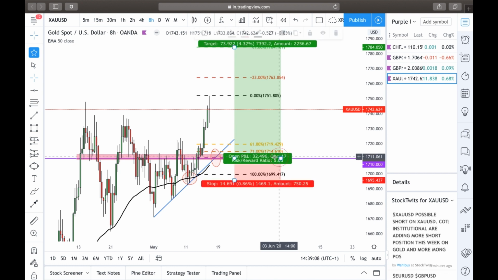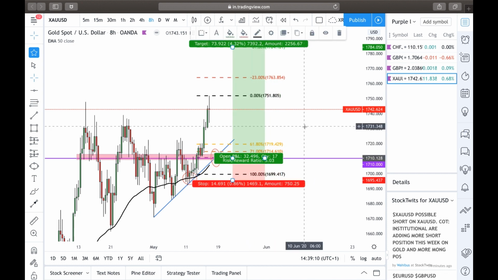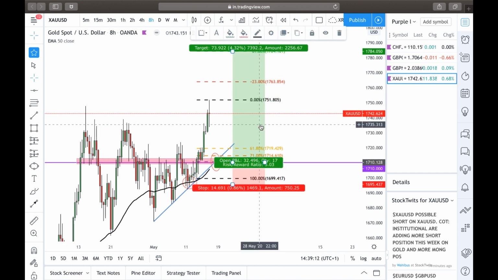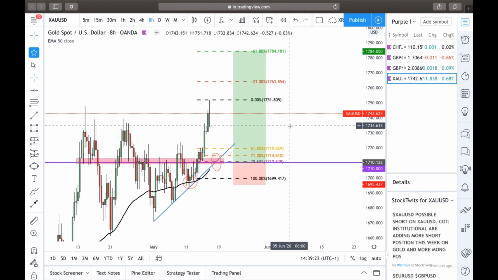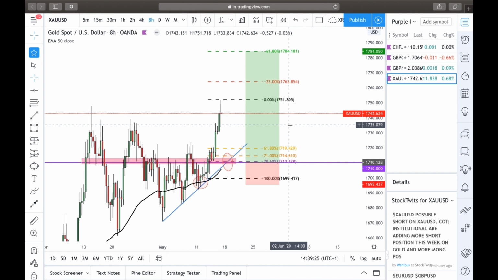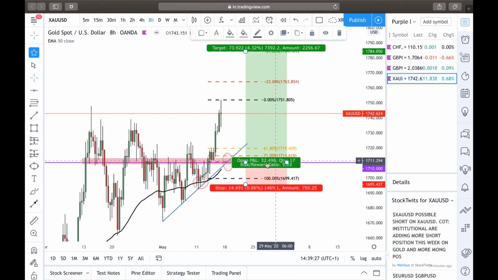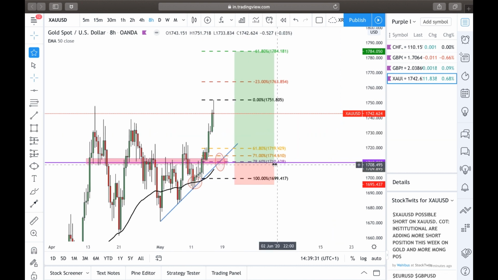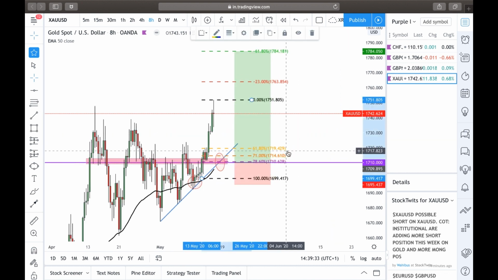and yeah, we're going to be taking longs, and this will be a 740 pip move, I think that's what it is. Yep, 740 pips. So if this works out, 740 pips is sick. You know what I mean? So that's what I'm looking at.